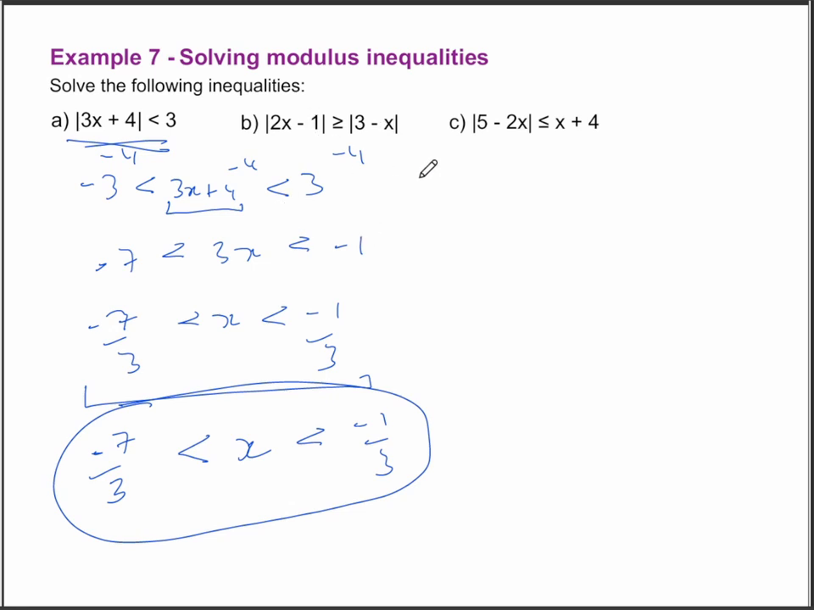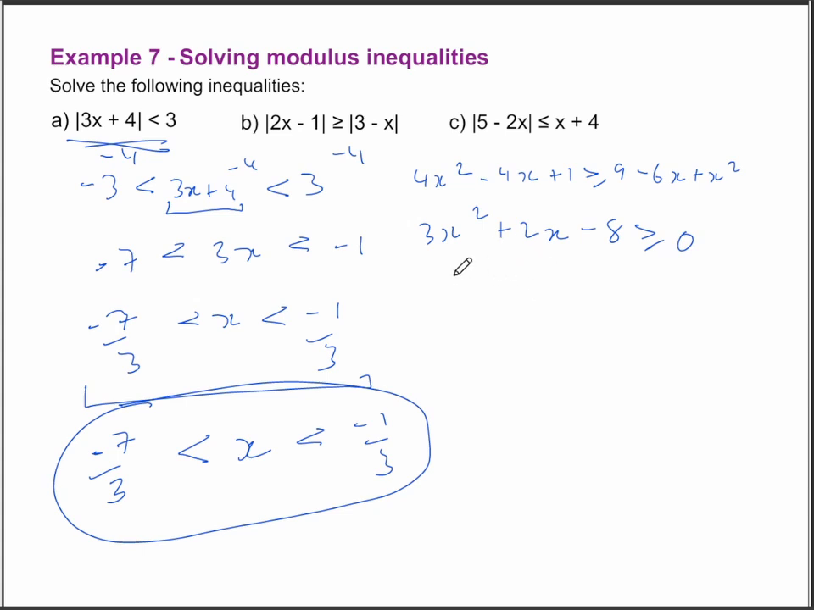So if I square the left, I get 4x squared minus 4x plus 1, which is greater or equal to 9 minus 6x plus x squared. I get here 3x squared minus 4x plus 6x, which is plus 2x, plus 1 minus 9 is -8, and that's going to be greater or equal to 0. Then I can solve this.